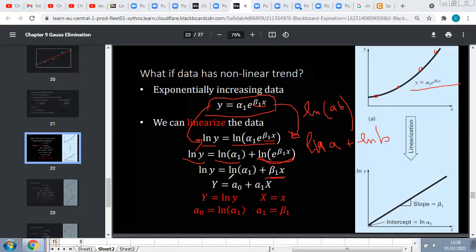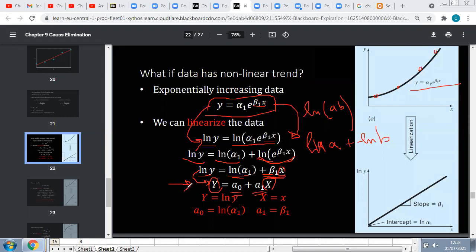Now if I do a change of variables, if I set big Y equal to ln y and I set big X equal to small x, then I get the following relation. Big Y is equal to A0 plus A1 times X, where A0 represents ln alpha 1, with alpha 1 a constant, and A1 represents the constant beta 1. So when I do ln of both sides, I get a linear relation.